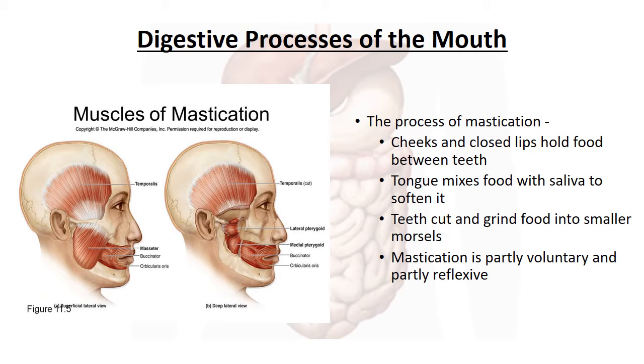Now, mastication is partly voluntary and partly reflexive. If you ever tried to chew Jell-O, hello, some of us have done it frequently. It's because you've got something in your mouth and that something causes you to have a reflex that makes you want to chew. All right, a couple other things I wanted to point out on mastication.